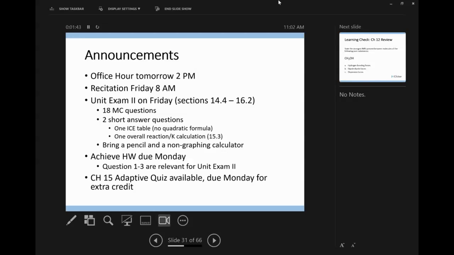And then the chapter 15 adaptive quiz is also available. That is due this coming Monday, same time as the Achieve homework, if you want that extra credit point toward this assessment. It'll either go towards this or the final, whichever grade is lower. Questions on any of this?